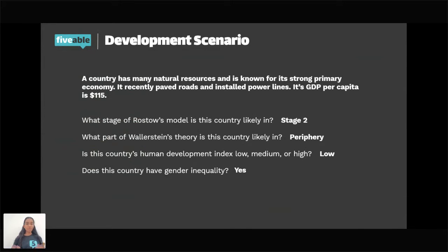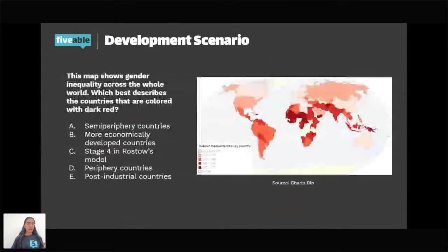So the next scenario, and this is the final one: this map shows gender inequality across the whole world. Which best describes the countries that are colored with dark red? A, semi-periphery countries, B, more economically developed countries, C, stage 4 in Rostow's model, D, periphery countries, or E, post-industrial countries. If you have an idea of what the answer should be, just put it in the chat, just the letter.